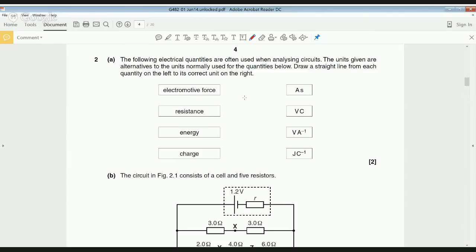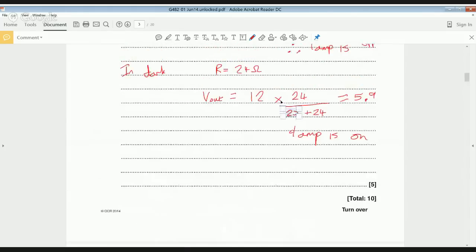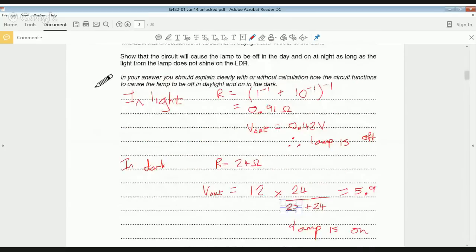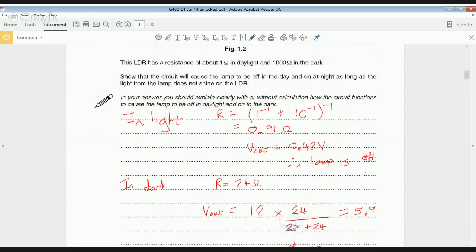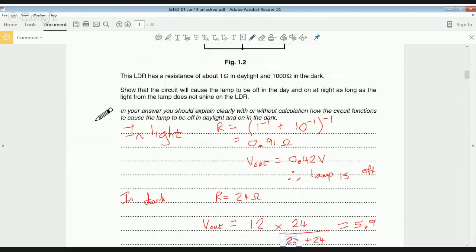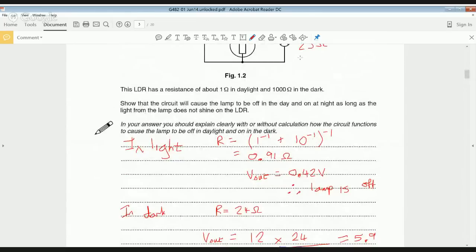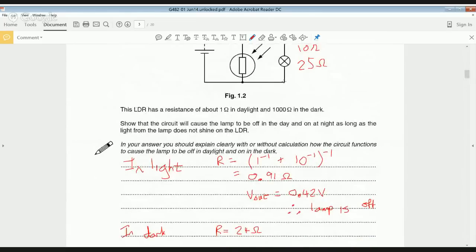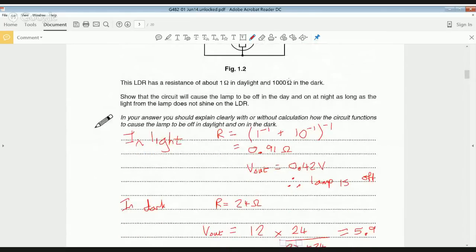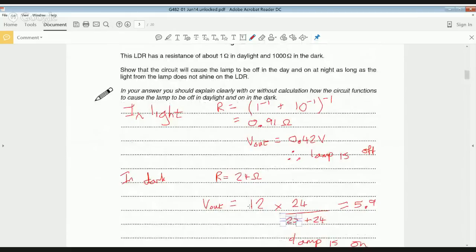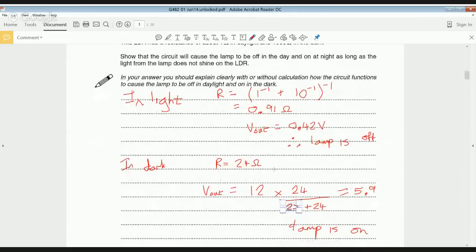The 24 there, if I just scroll back to that question, the 24 has come from doing R equals 1000 to the power of -1. That's because the LDR has a resistance of 1000 in the dark, plus 25 to the power of -1. 25 is the resistance of the lamp when it's switched on, according to the previous question. And if we take the reciprocal of that, that gives us 24. Sorry, I should perhaps have worked through the whole question.